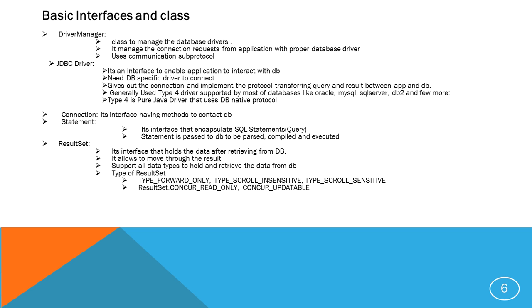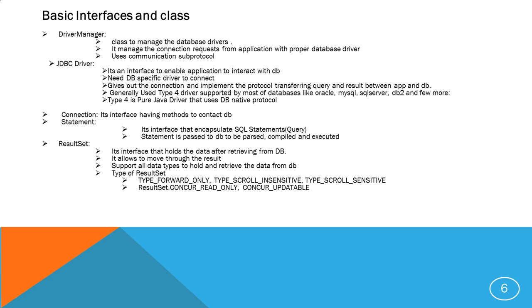The JDBC driver, which is available on the database side, is an interface to enable the application to interact with the DB. It needs a DB-specific driver to connect. Every database has its own specific driver, which is required to connect from your application. A JDBC driver gives you the connection and implements the protocol for transferring queries and results between the app and the database.